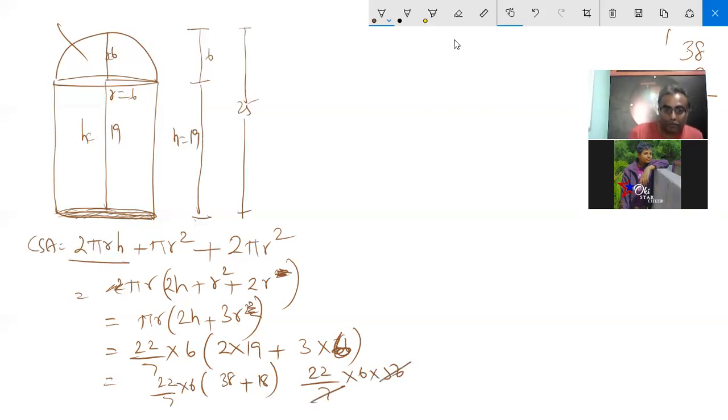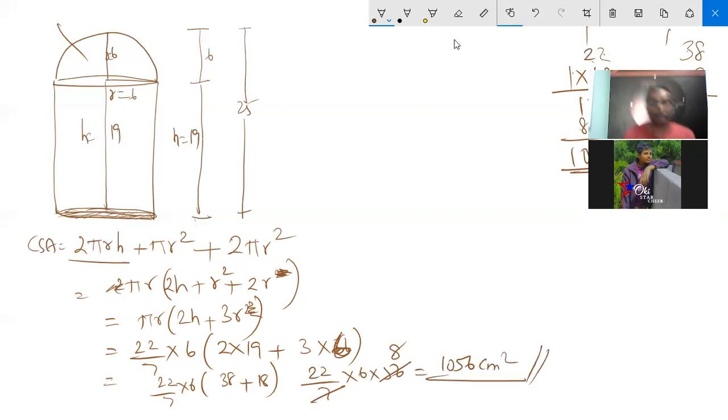7 will go in this 56 how many times? 8 times. So 6 into 8 is what? 6 8s are 48. So 48 into 22. 2 8s are 16, 176. 4 2s are 8, 4 2s are 8, 6, 15. 8 plus 1 plus 1, 10, so this is equal to 1056 centimeters. Okay, you understand?